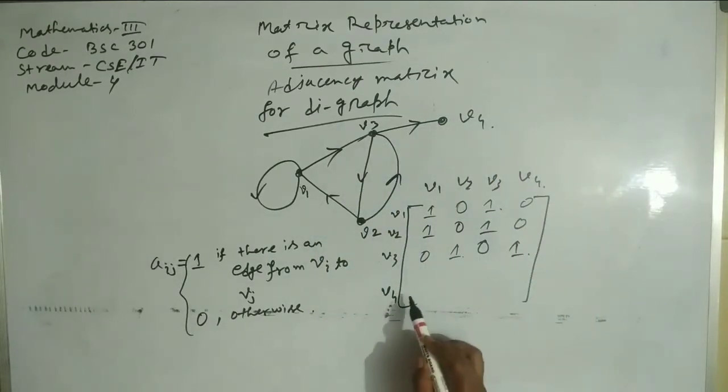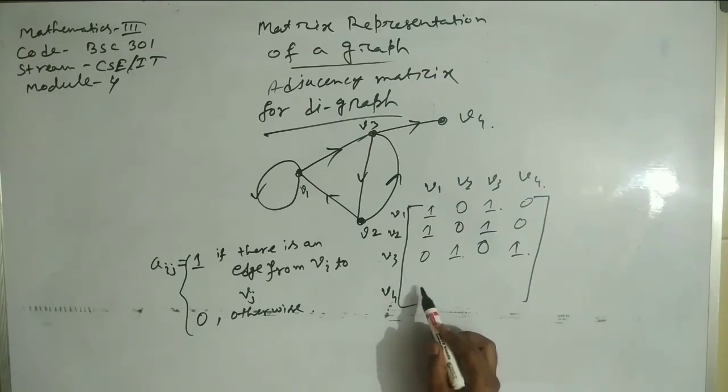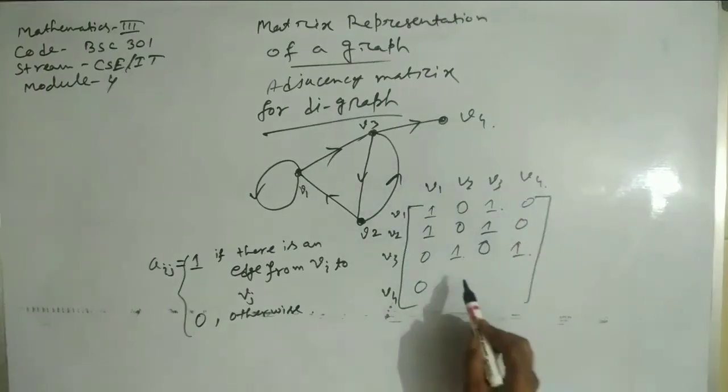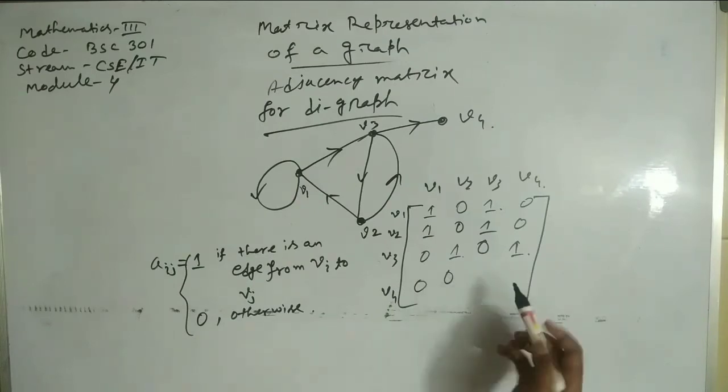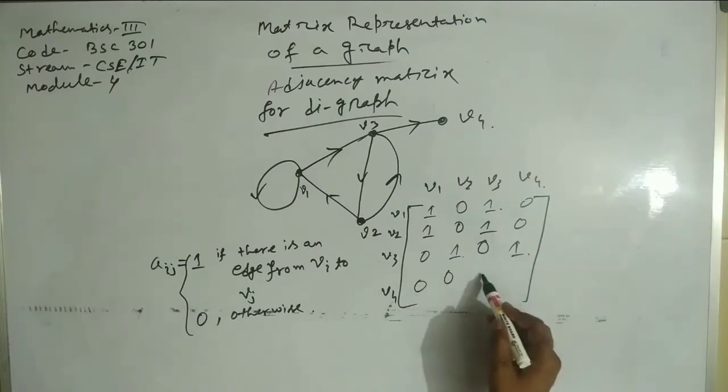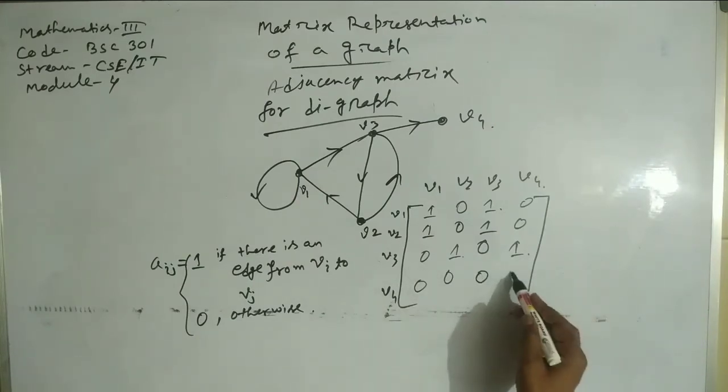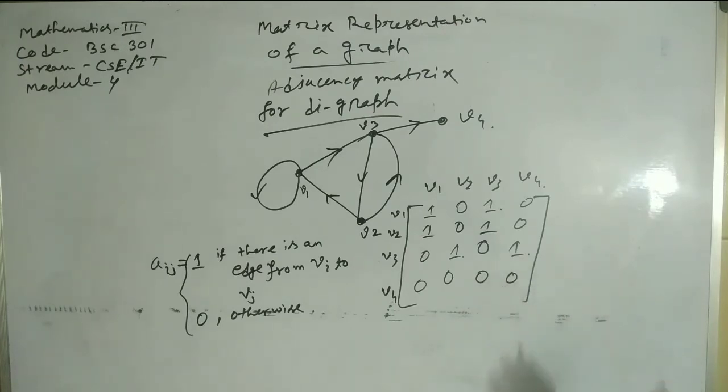Now from V4 to V1, no, there is no edge. From V4 to V2, no, 0. From V4 to V3, no, there is no edge. From V4 to V4, no, there is no edge. Okay. So this is the adjacency matrix of a digraph.